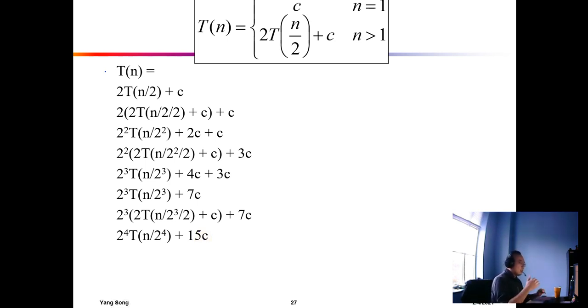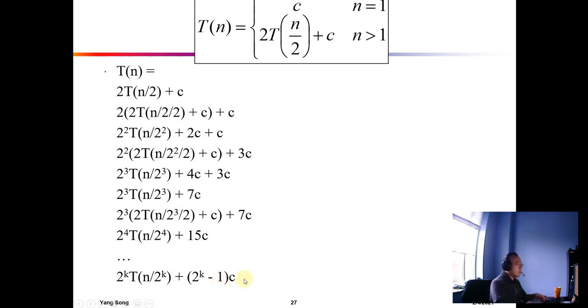Okay, so if you are doing all the manipulation of the equations correctly, probably at this part you will see some of the pattern. So 2 to the power 4, and then divided by 2 to the power 4. And what is this 15? This is 2 to the power 4, minus 1. Right? So now we can use our observation to put that into a pattern. So that is 2^k T(n/2^k) plus (2^k minus 1) multiplied by c.